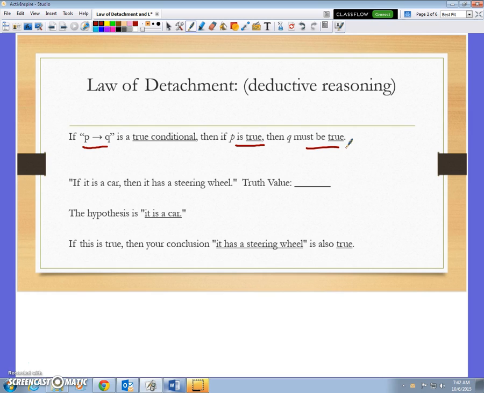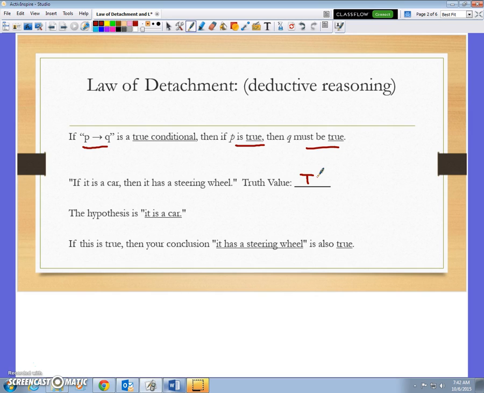It says if it is a car, then it has a steering wheel. We know that that's a true statement. It's a true if-then conditional. The hypothesis is it is a car. If that is true, then your conclusion, it has a steering wheel, is also true. That's called the law of detachment.